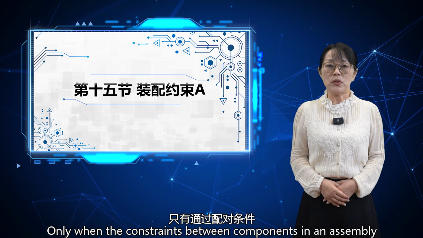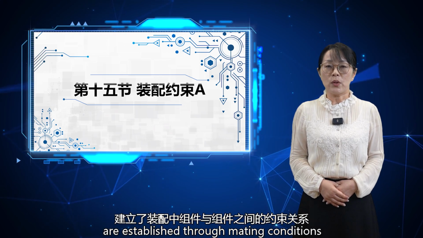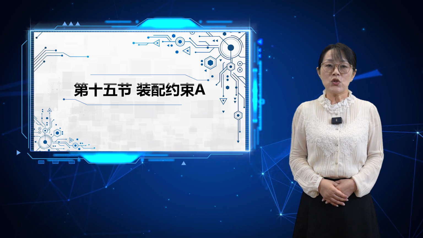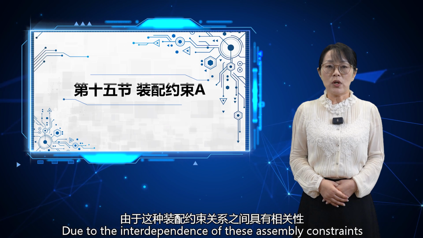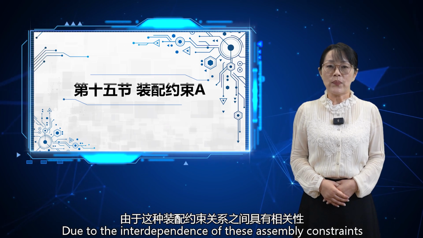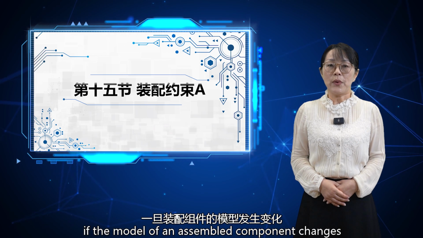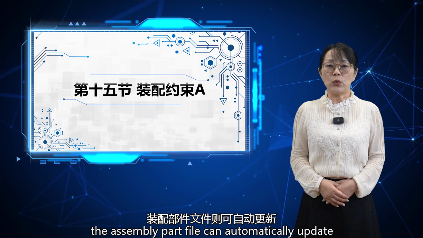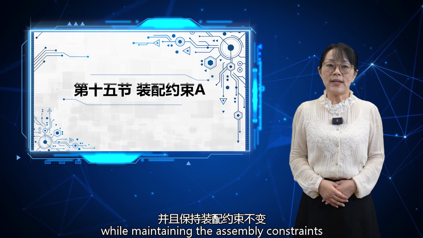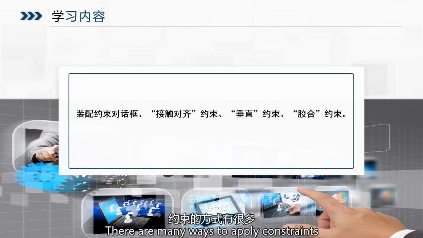Only when the constraints between components in an assembly are established through mating conditions can it be considered a true assembly model. Due to the interdependence of these assembly constraints, if the model of an assembled component changes, the assembly part file can automatically update while maintaining the assembly constraints. There are many ways to apply constraints.